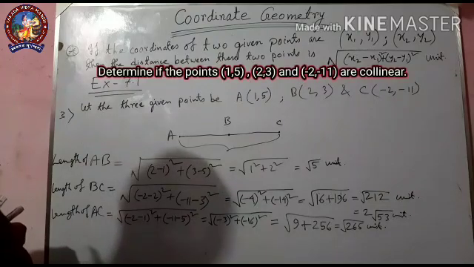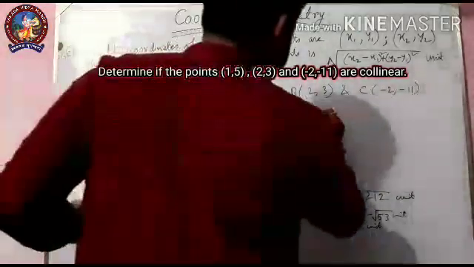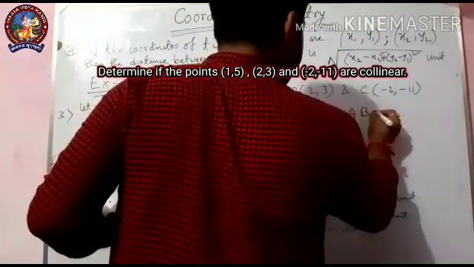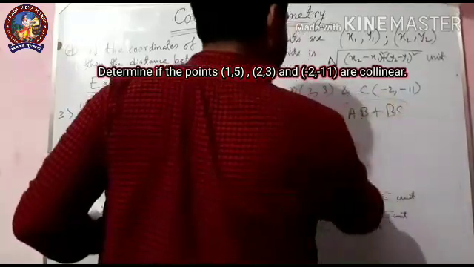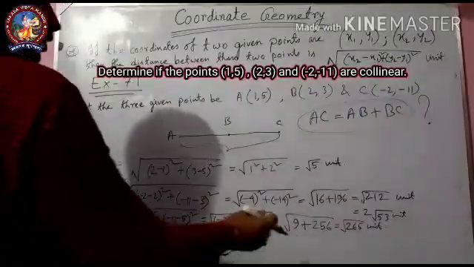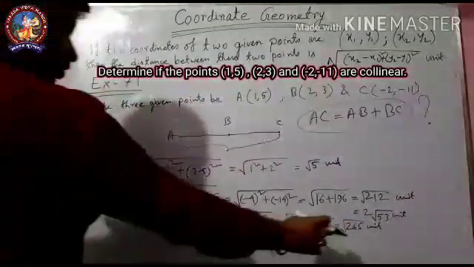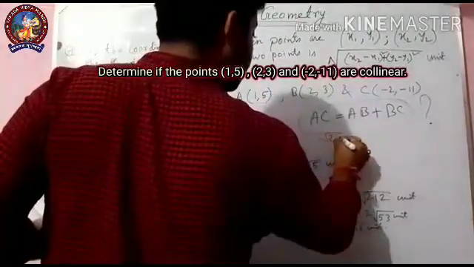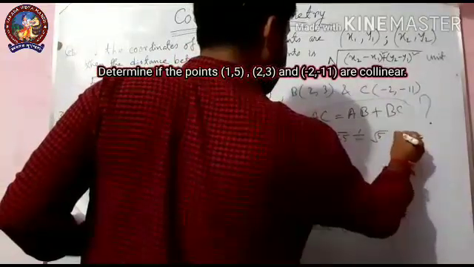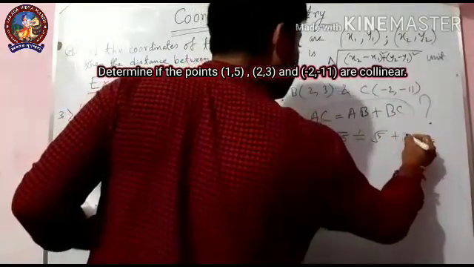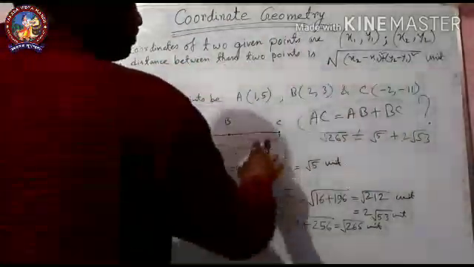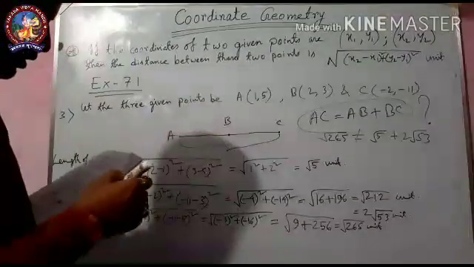Now check whether AC equals AB plus BC. AC is root over 265, right? That is not equal to root over 5 plus 2 root 53, right? So these 3 points will not be collinear.